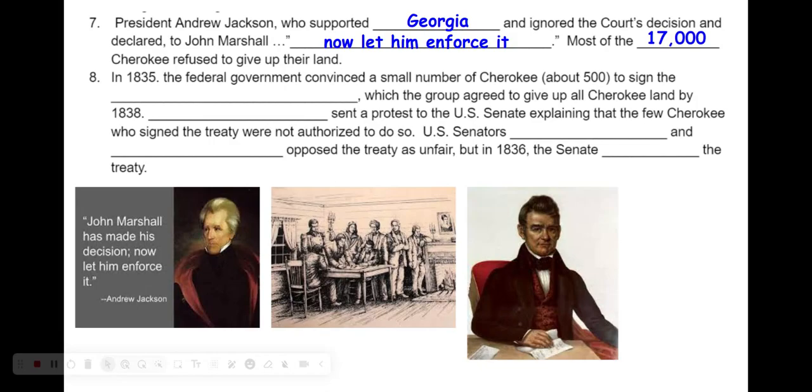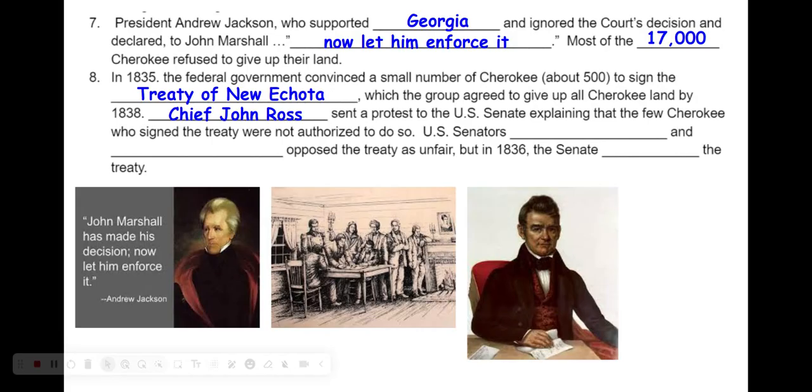So most of the 17,000 Cherokee had refused to give up their land. By 1835, the federal government convinced a small number of Cherokee, about 500, to sign the Treaty of New Echota. And with this treaty, basically, the group would agree to give up all Cherokee land by 1838.